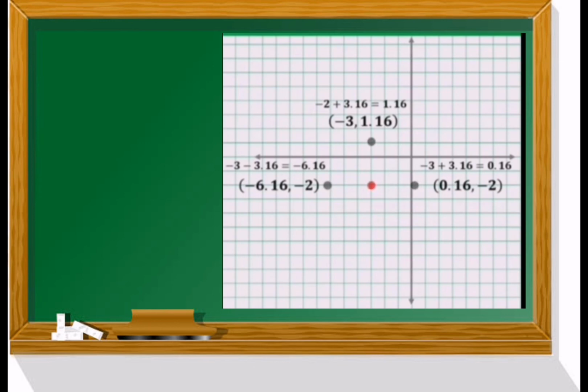But when it is downward, it is minus. So, -2 - 3.16 is equal to -5.16. The coordinate of the point downward from the center is (-3, -5.16). And now, this is the graph of our second example equation.